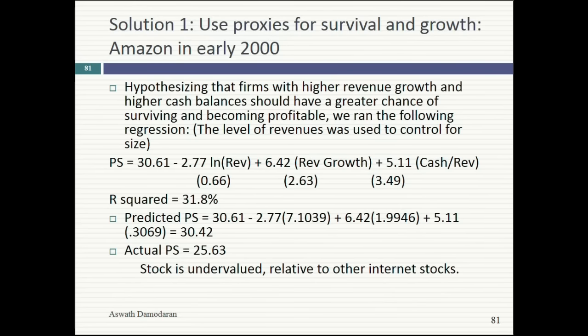The level of revenues I could have taken out of the regression. Maybe I should have, because the T is well below 2. But the R squared that I got of 32% might sound disappointing, except in this sector, I'm not going to look a gift horse in the mouth. This is going to be as good as it gets with the existing data. But I now have a regression equation that tells me what the price to sales ratio should be for a dot-com company in January 2000.